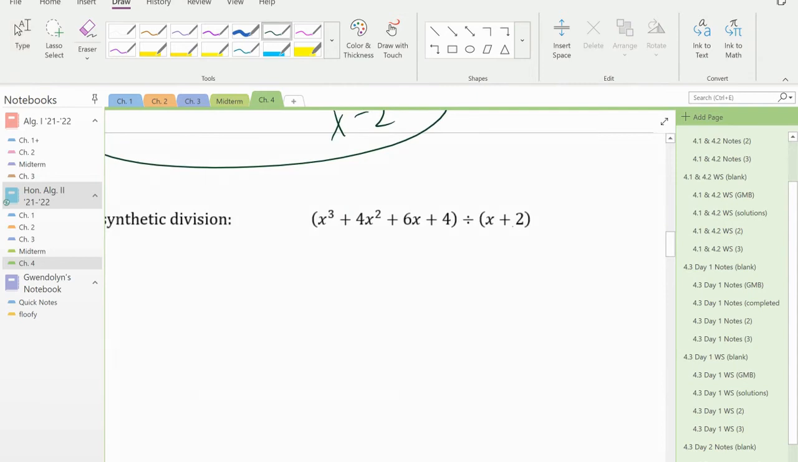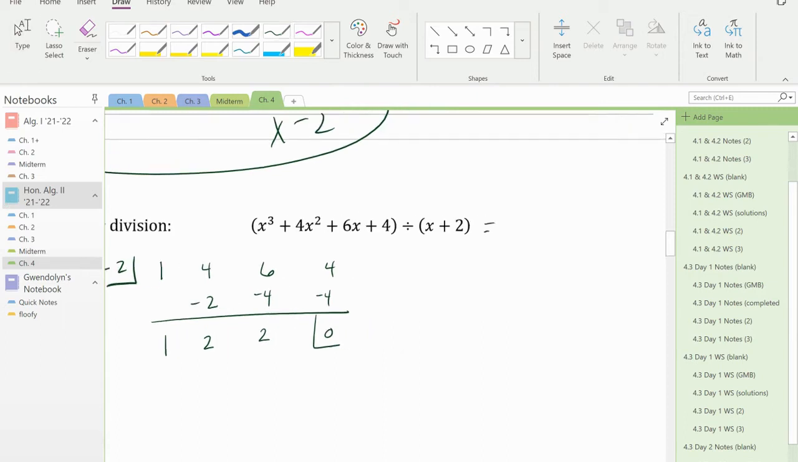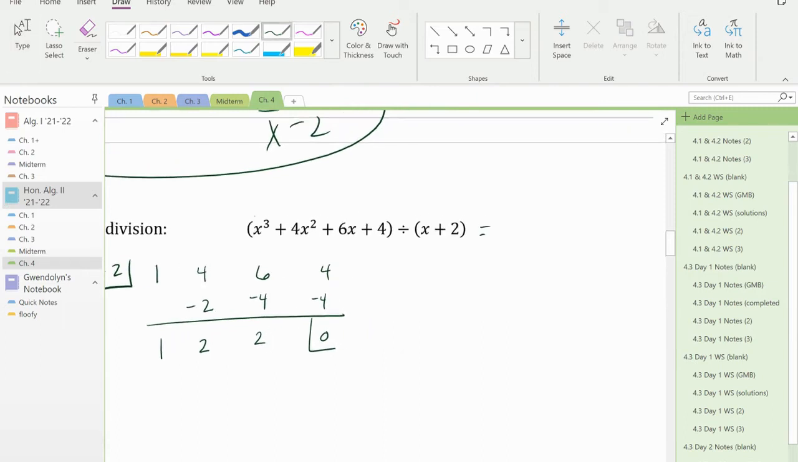I'm dividing by x plus 2. What makes that 0? Negative 2 does. Coefficients, what I'm dividing into, across the top: 1x cubed, 4x squared, 6x's, and 4. Drop the first one. Go to multiplying and adding. Oh, remainder 0. That means that it divided evenly. And if we started out with x cubed, this is my depressed polynomial. It's the coefficients of my depressed polynomial: 1x squared plus 2x plus 2.